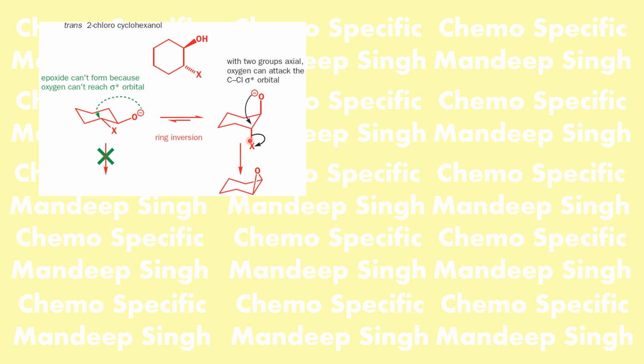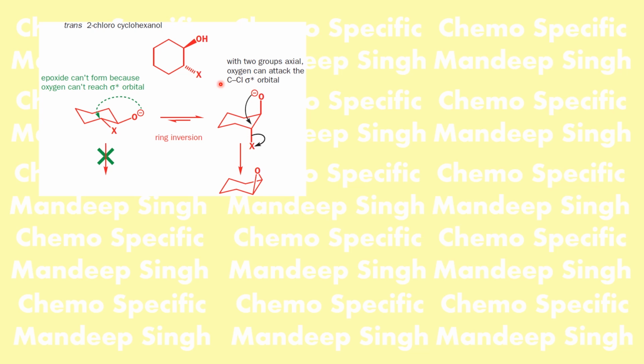So if you are not familiar with this terminology, anti-periplanar, synclinal, then I recently made a video on the torsion angle. It is a very, very good video. I kindly request you to refer to this particular video in order to understand this terminology much better. So it is this particular conformer that undergoes the formation of the epoxide. And it only happens in the case of the trans. So this is what it says.